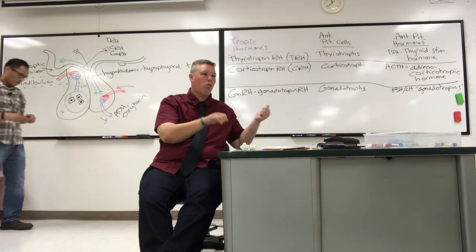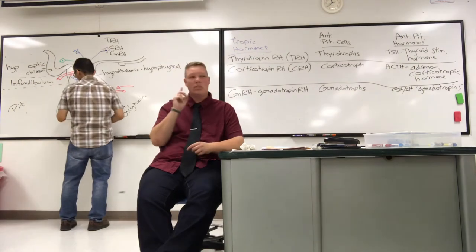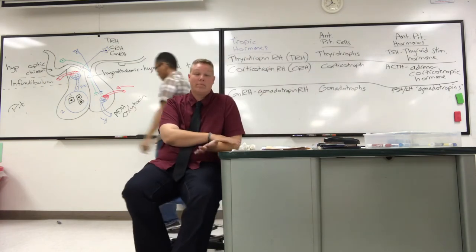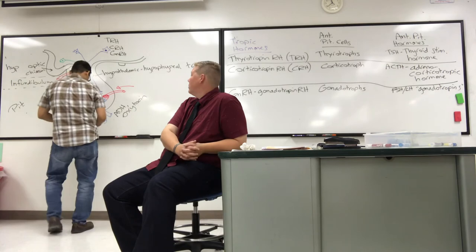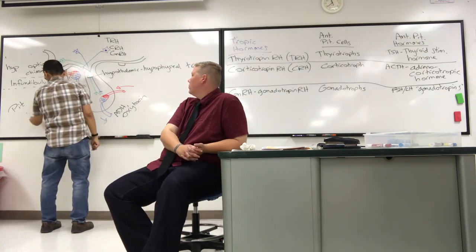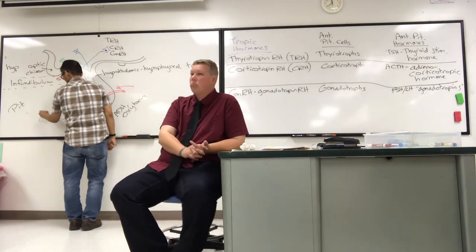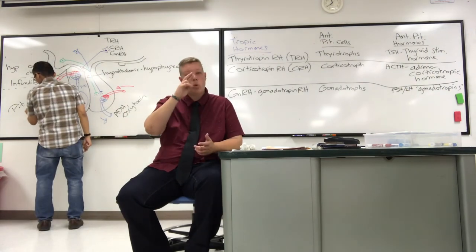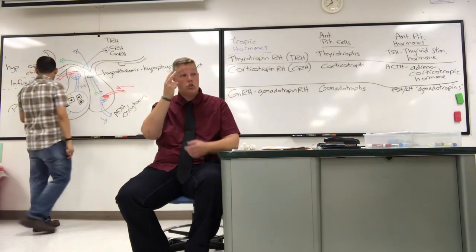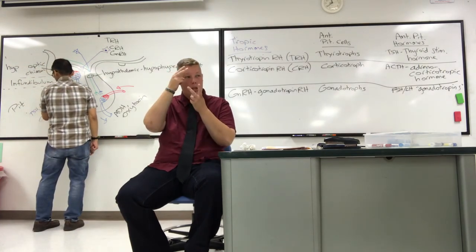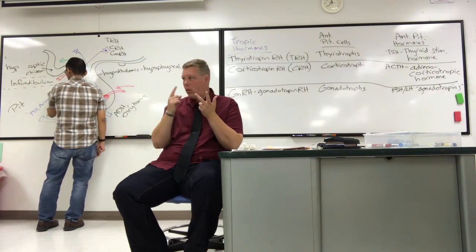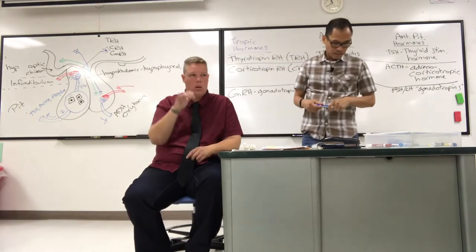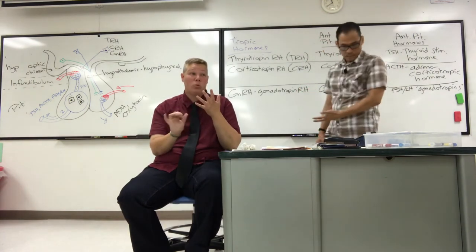So imagine another vein coming off capillary bed 2. And being released from the anterior pituitary are TSH, right, thyroid stimulating hormone, ACTH, and FSH-LH. Now we're not done yet. There's a couple more. There's prolactin.